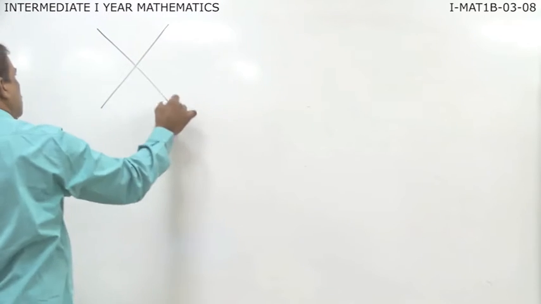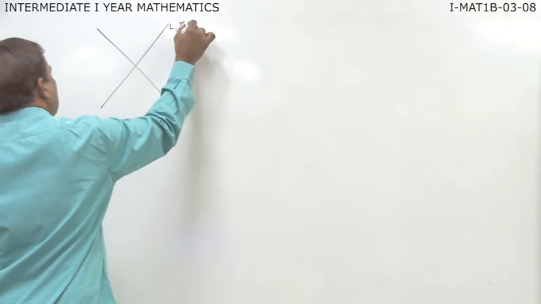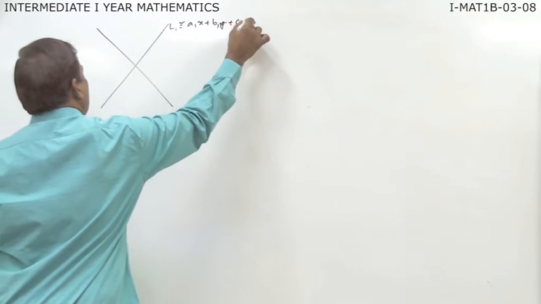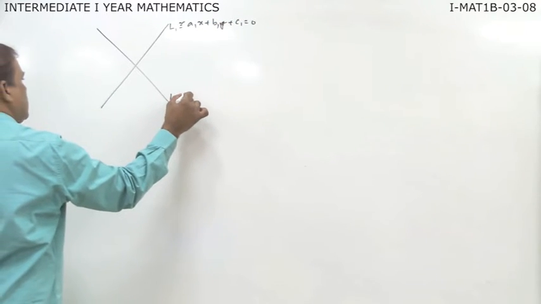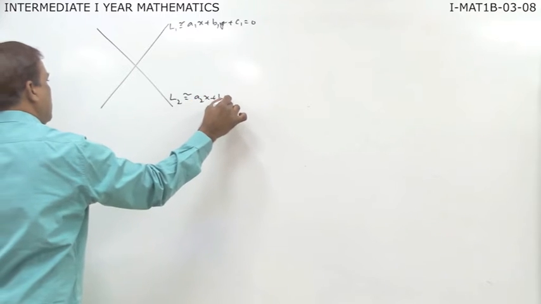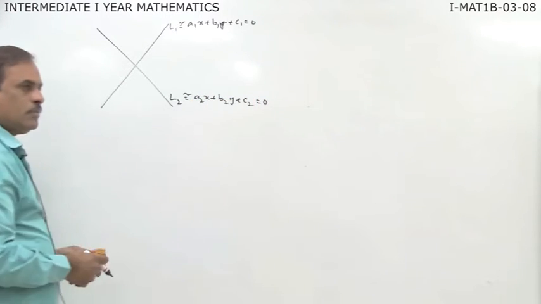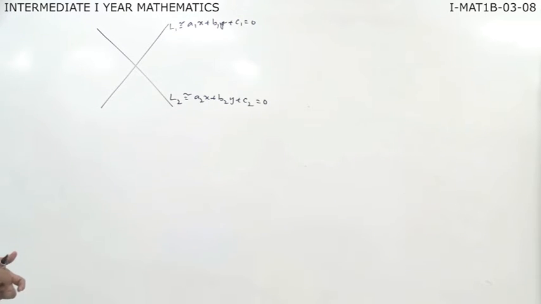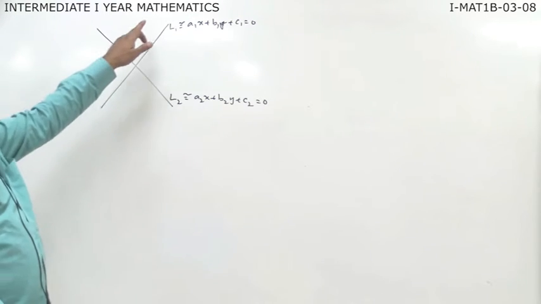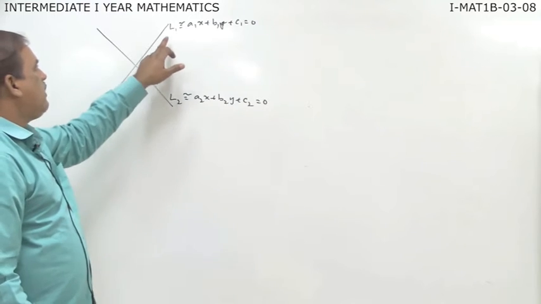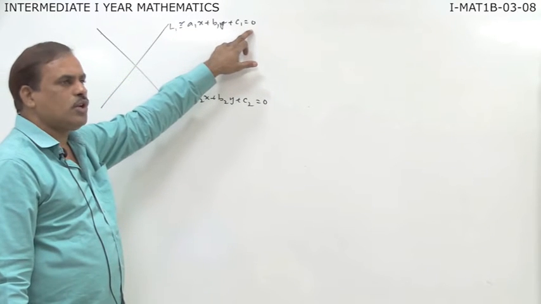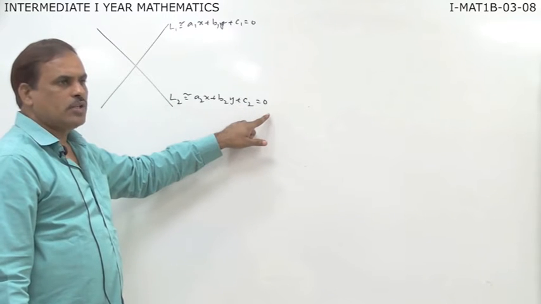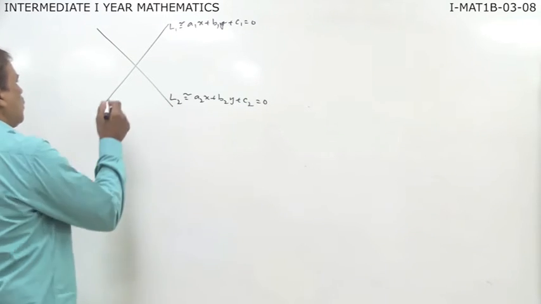The other one is L2. L1, the equation of which is a1x plus b1y plus c1 is equal to 0, and this is L2, which is a2x plus b2y plus c2 is equal to 0. Now I'm going to find out the point of intersection of these two lines. L1 is equal to a1x plus b1y plus c1 is equal to 0 అనే ఒక రేఖ, L2 is equal to a2x plus b2y plus c2 is equal to 0 అనేది మరి ఒక సరళ రేఖ. ఈ రెండింటి ఖండన బిందువును కనుక్కుంటున్నాం మనం.